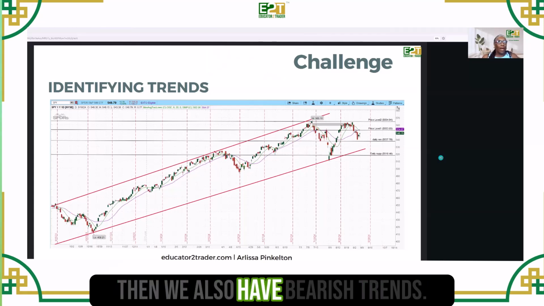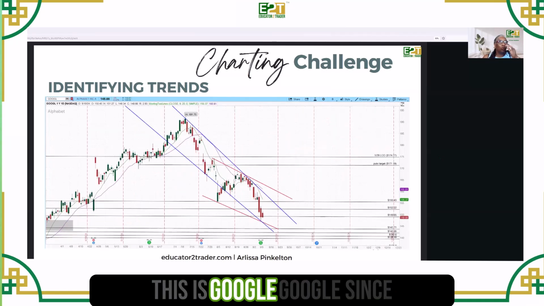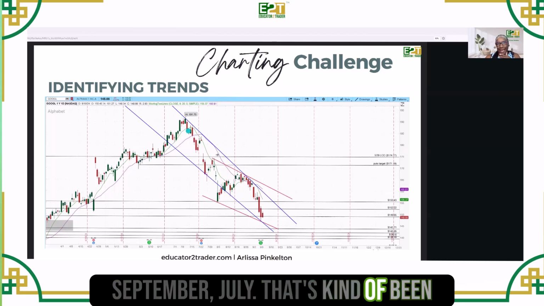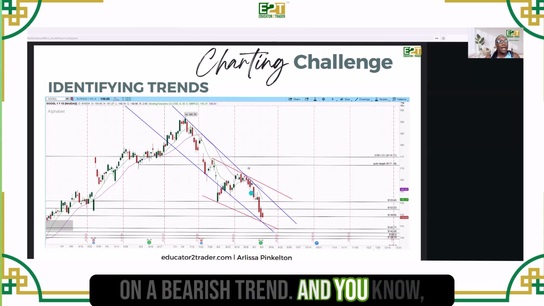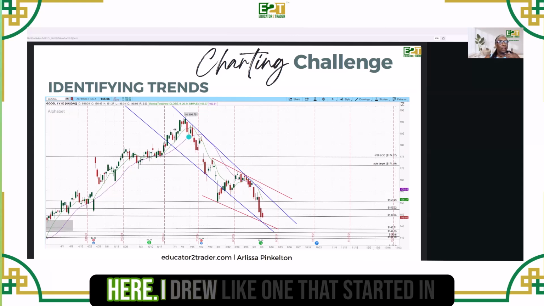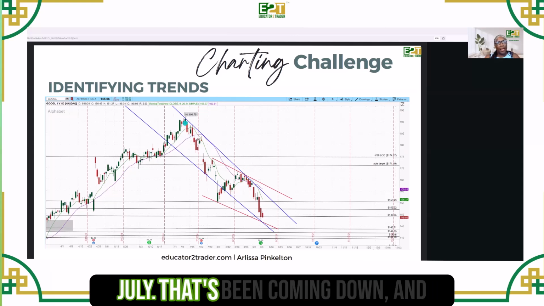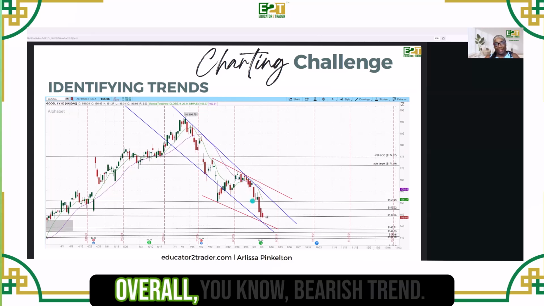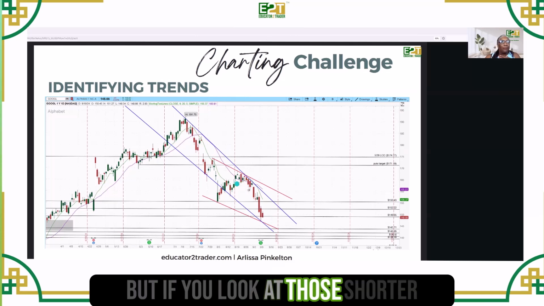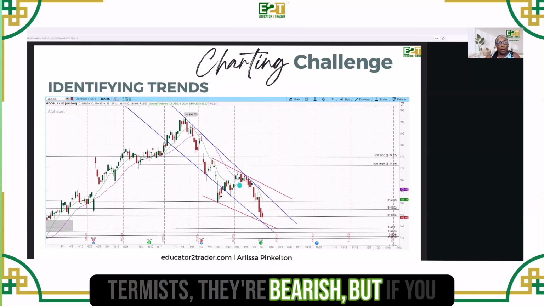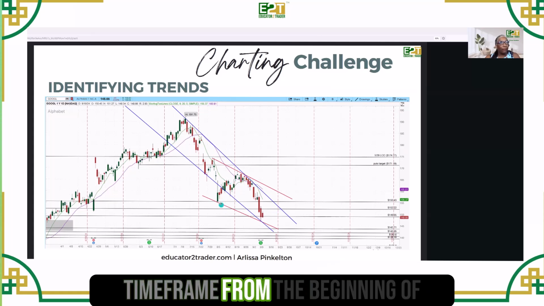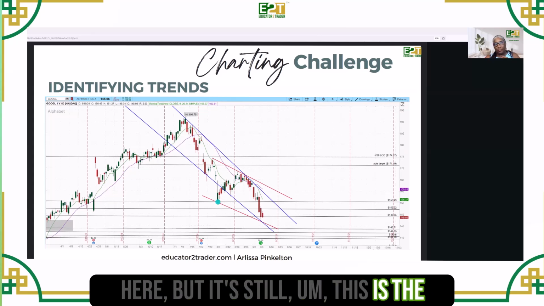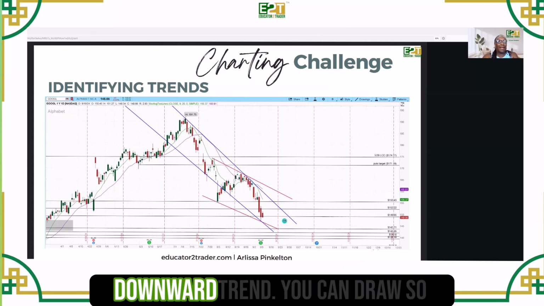Then we also have bearish trends. This is Google. Google since July has kind of been on a bearish trend. And you see, I drew two different lines here. I drew one that started in July that's been coming down, and the price kind of danced out of it and then came back in. This is an overall bearish trend. But if you look at a little shorter time frame, from the beginning of August till now, it did a little dance here, but it's still bearish. Between the red here is that downwards trend.